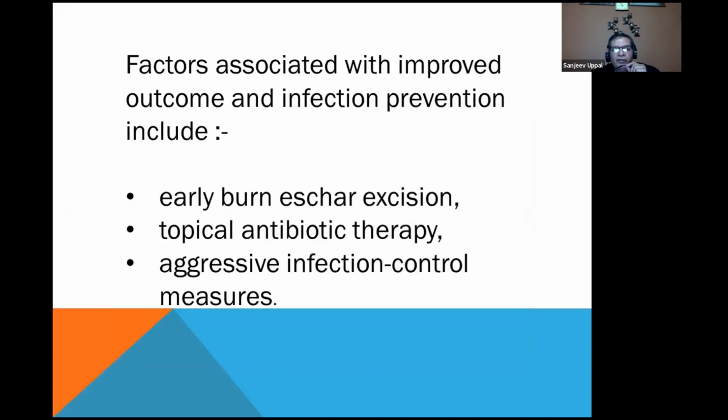The factors associated with improved outcome and infection prevention include, of course, early burn excision. Then is topical antibiotic therapy. Then are aggressive infection control measures.